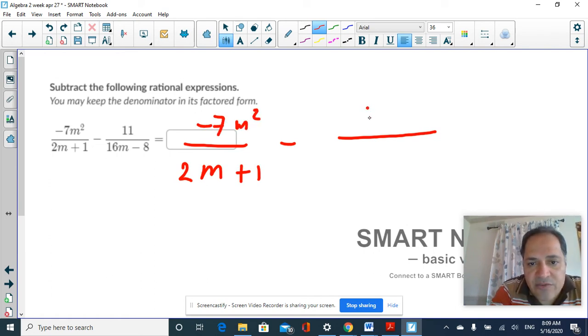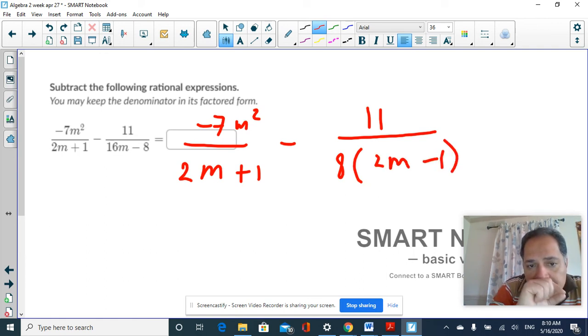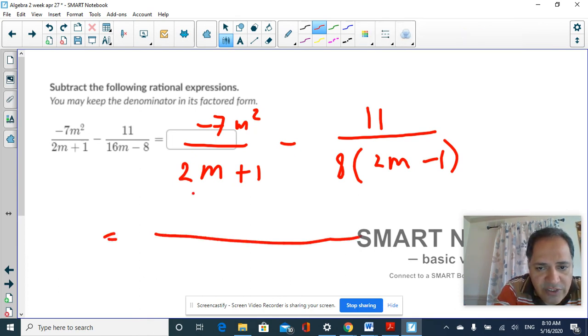In the second part, we have 11 at the top, and we have 16m minus 8. Yes, we can take out 8, so you have what? 2m minus 1. Do we have a common factor in that bottom? No. Sorry, 8 is divisible by 2. Yes, this is a common factor. Oh, sorry, this is not 8 common. So sorry.